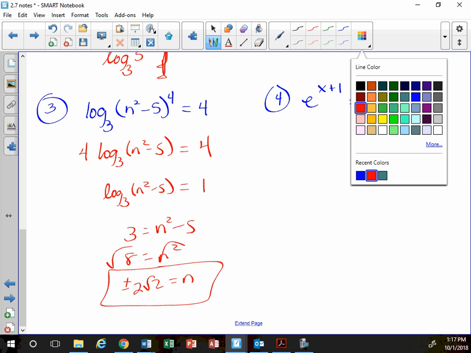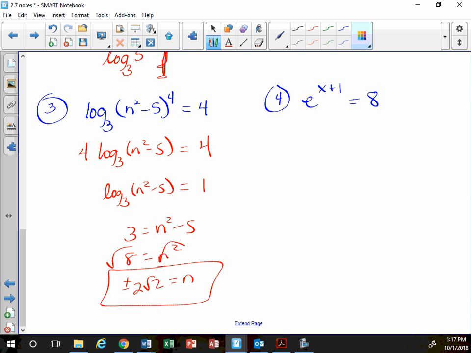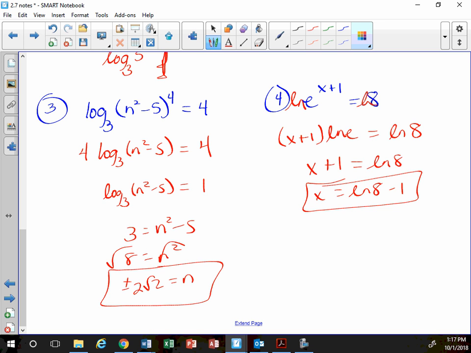All right, guys, let's go because we're almost out of time. I would take the natural log of both sides. So then it's x plus 1 times natural log of e. But guys, what's natural log of e? So this is really just that. Natural log of 8 minus 1.